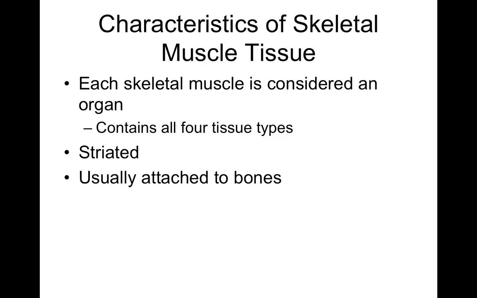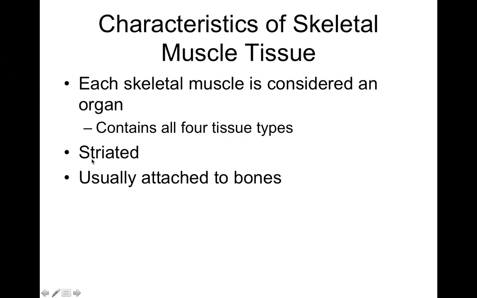Now, each skeletal muscle is considered an organ because it contains multiple tissue types, right? So we've already talked in chapter 4 about the different types of tissue, but when multiple tissues come together, they form an organ. So that means that skeletal muscle is made of more than one tissue. It's not just skeletal muscle tissue. It also includes blood vessels, other connective tissues, nervous tissue. You find all of that within a skeletal muscle. So we call skeletal muscle an organ because it contains these different tissue types.